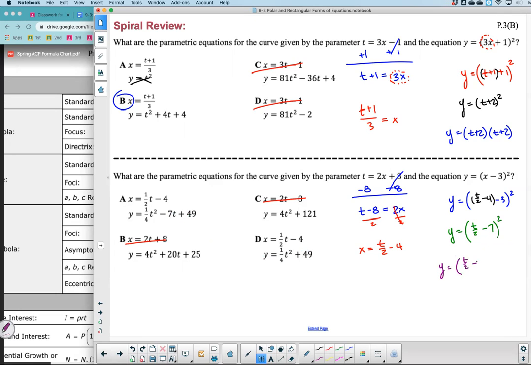So let's write it out. T over 2 minus 7 times t over 2 minus 7. We need to distribute or FOIL, if you will. So we would have t over 2 times t over 2, which would be t squared over 4. T times t is t squared. 2 times 2 is 4. Times negative 7 is minus 7t over 2. Minus another 7t over 2. Those do not cancel each other out. And negative 7 times negative 7 is a positive 49.